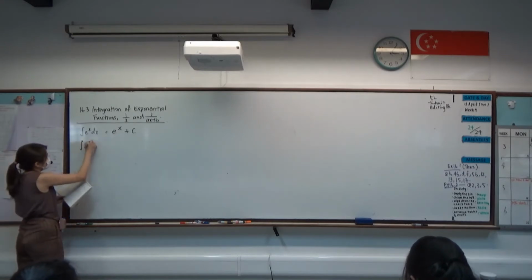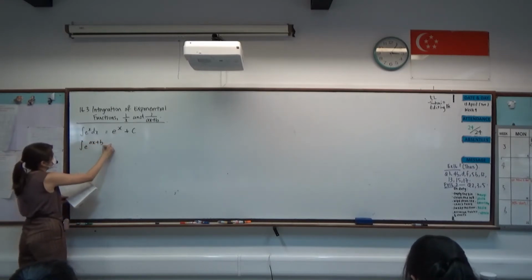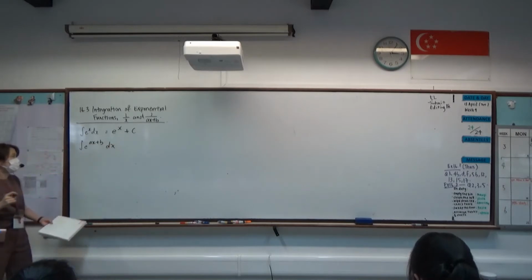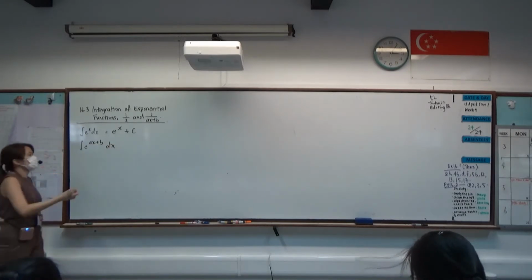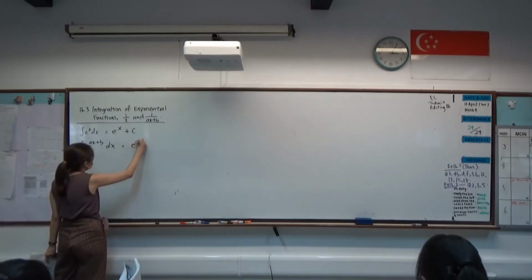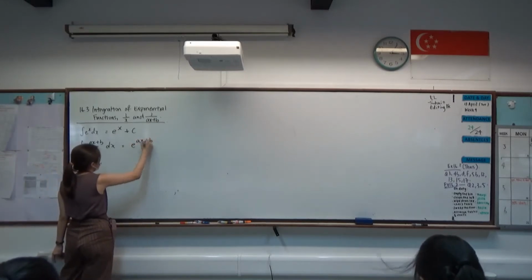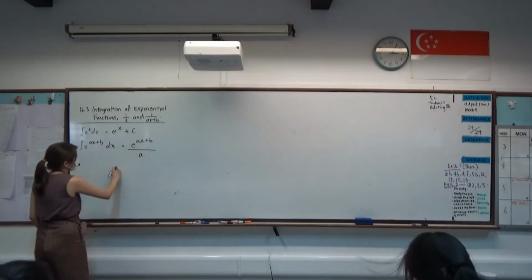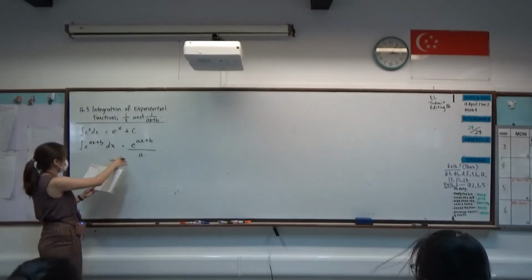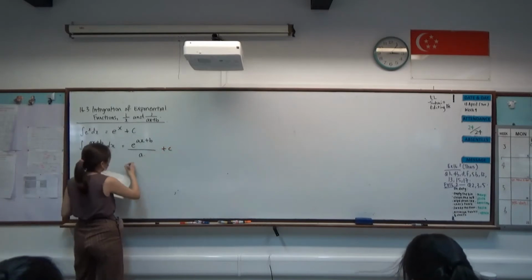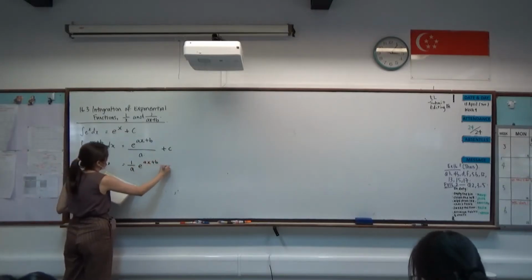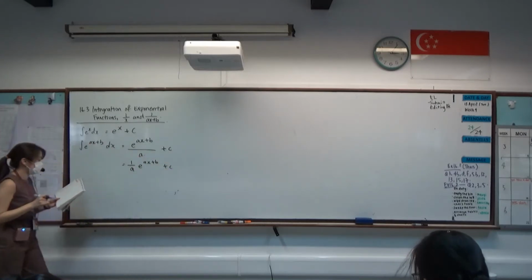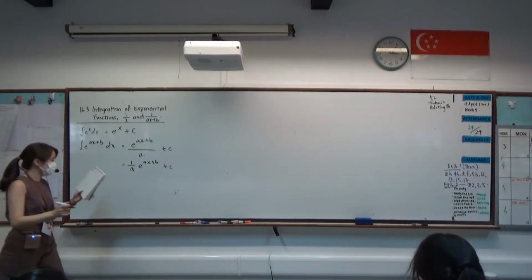So if we were to be integrating the exponential function e to the power of ax plus b, then we are also going to get the same thing, e to the power of ax plus b, but not forgetting that we always have to divide by the coefficient of x. So that's a, and then also plus c. Another way to write it will also be this, so both are actually meaning the same thing.